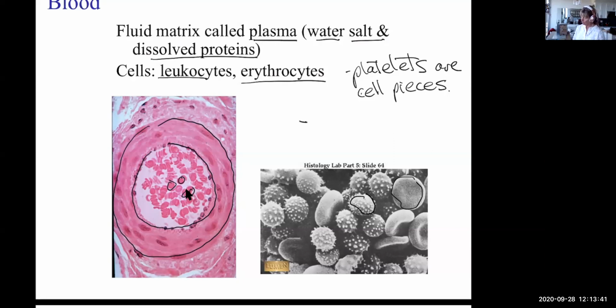Well, where is it found? Blood vessels, of course. Arteries, veins, capillaries. The heart.